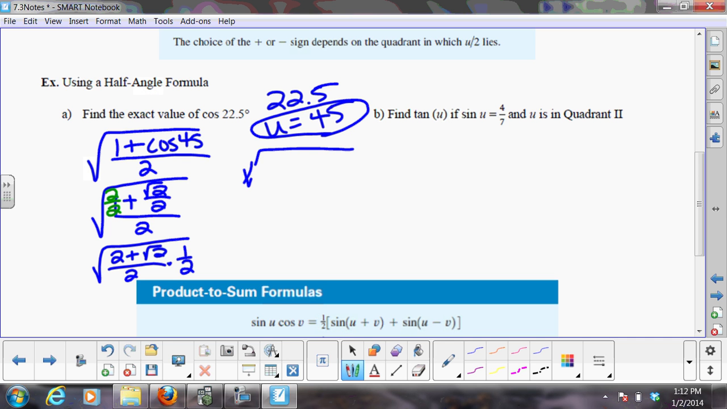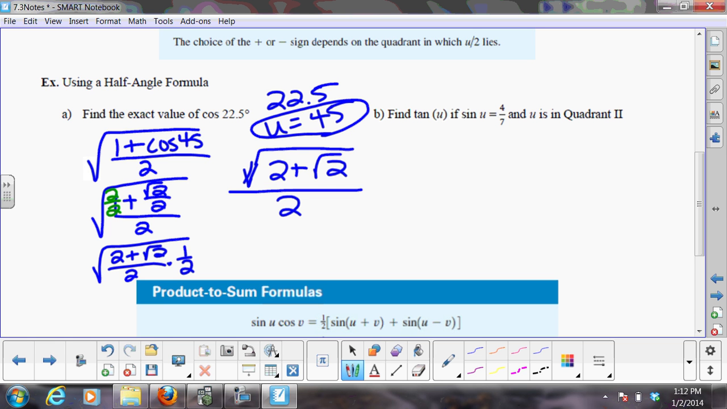Last piece. Oops, that's the square root. We get 2 plus radical 2 on the top. Well, the bottom of the fraction, if you multiply 2 times 2, you get 4. The square root of 4 is 2, so that comes out of the square root. Square root just on top, no square root on the bottom.